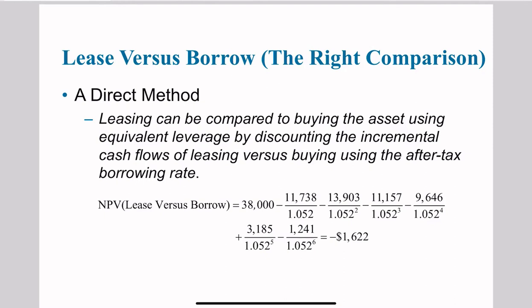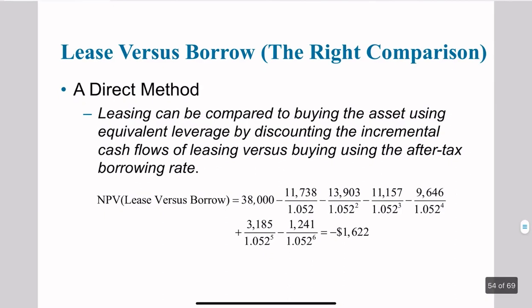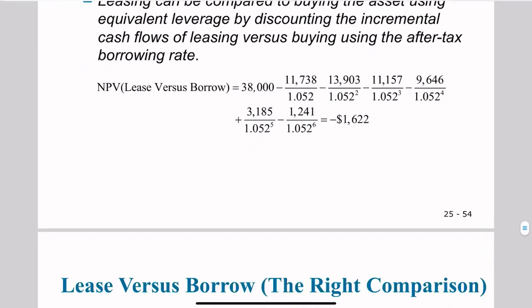Again, now we will discount these cash flows with the after-tax cost of debt, right? And in this case, you can see that the number would be negative $1,622. So judging by the NPV, we would know that leasing is undesirable.